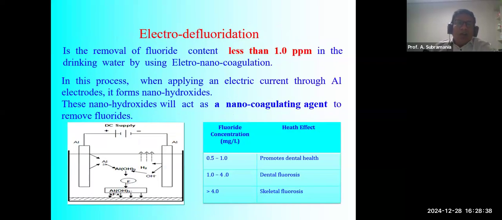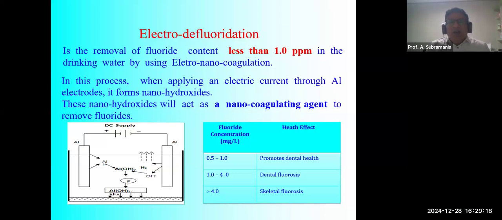Then electro-defluoridation is the removal of fluoride content to less than 1 ppm in the drinking water by using the electro-nano coagulation method. In this process, when applying an electric current through an aluminum electrode, it forms nano hydroxides. These nano hydroxides have a tendency to entrap the fluoride ions so that we can remove the fluoride from the drinking water. If the fluoride ion concentration is less than 1 ppm, that promotes dental health.